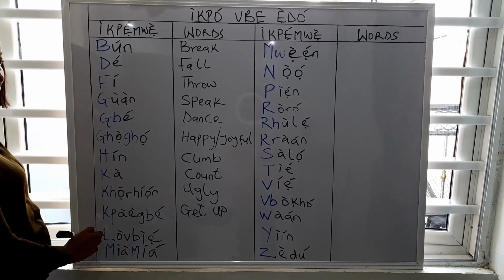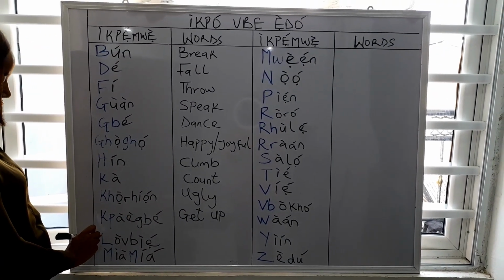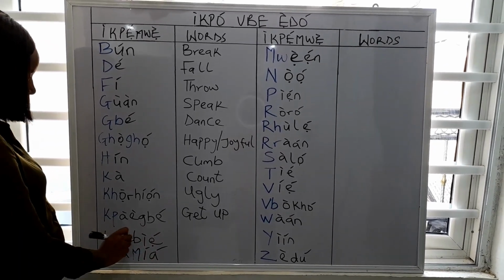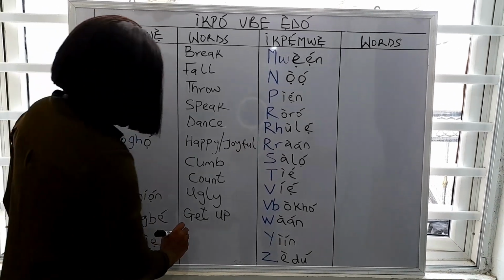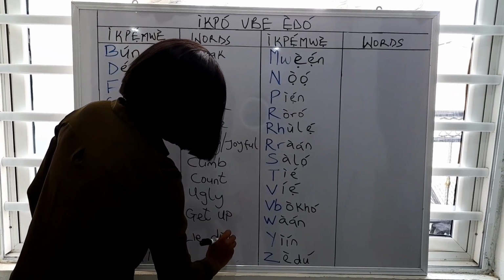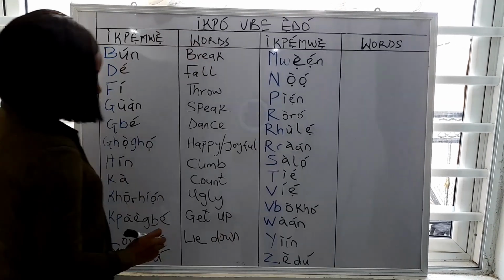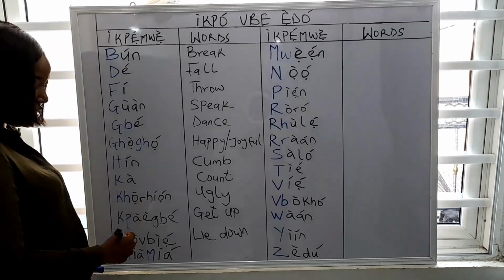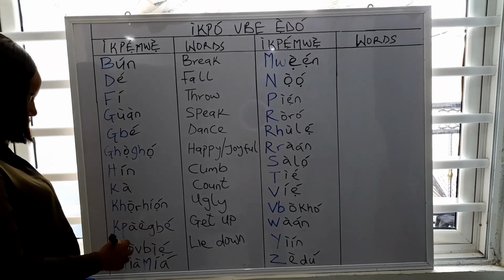Then we have l, which is lovier. Lovier is to lie down. Lying down is different from sleeping. You can be sleeping and not lying down, and you can be lying down and not sleeping.